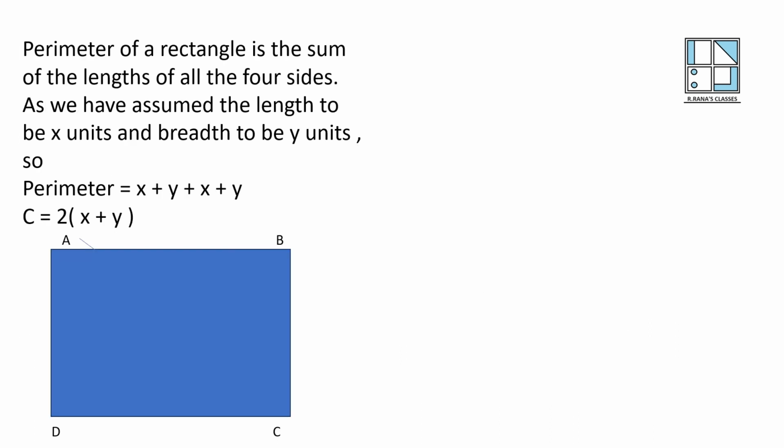Perimeter of a rectangle is the sum of the lengths of all the four sides. As we have assumed the length to be x units and breadth to be y units, so perimeter is x plus y plus x plus y, which is 2 into x plus y. So perimeter of the rectangle is twice the sum of length and breadth.